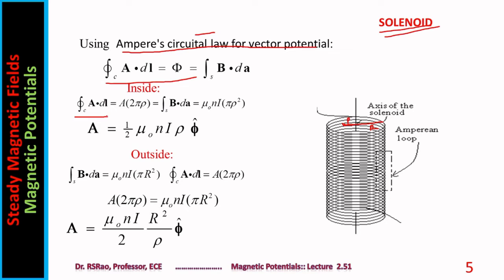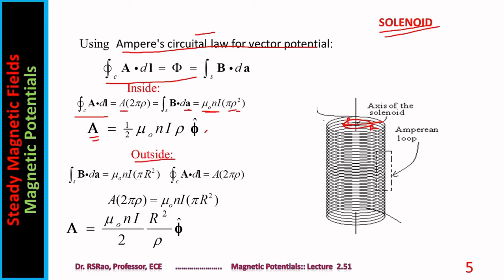The A dot dl integral is A. We consider a small loop of radius rho, so A 2 pi rho. For B dot dA, B inside is given by this formula. One can find it using Ampere's circuit law too. This is B. The area of the loop is pi rho square. From this, A can be found as half mu naught N i rho phi. So the direction of A is phi, azimuthal. Current is flowing in the azimuthal direction, therefore naturally A is also azimuthal.